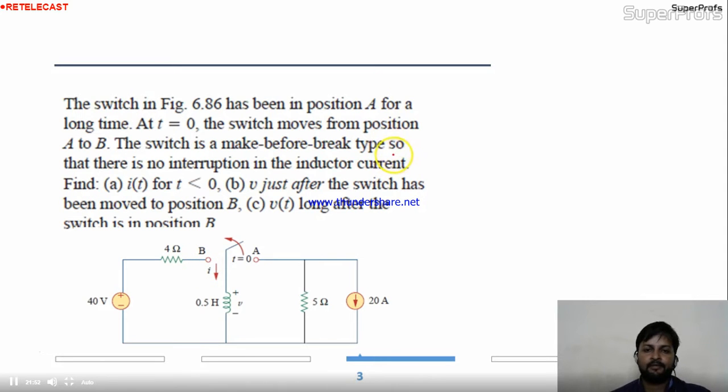Okay. Now what are they asking? They are asking for iT for t less than 0. Where is the iT? Here is the iT. Then v just after the switch has been moved to position B. Where is the v? Here is the v. And in the next one, the vT long after the switch is in position B. So this I'm leaving for you. I think you can do it very easily.